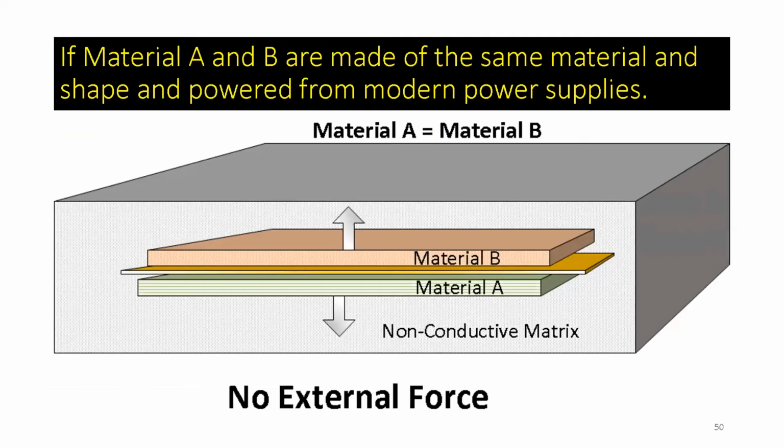So if A and B are made of the same material and are powered by modern power supplies, which is a modern regulated power supply with connection to ground somewhere, material A equals B, we're not going to see any external force. And I put it in a non-conductive matrix to make sure we don't have charges migrating from somebody touching it or moving from the environment somehow.